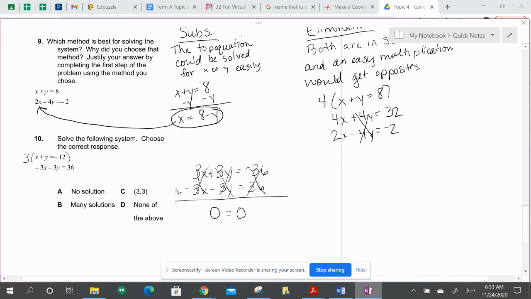When I end up with no variable, that tells me this is one of my special cases. And so if the answer makes sense, this is a many solutions. Because this answer does make sense, 0 does equal 0. This is a many solutions. Just as a reminder, if the problem ended up with something like 0 is equal to 12, that would be a no solution kind of problem because that doesn't make sense. 0 will not ever equal a number like 12.